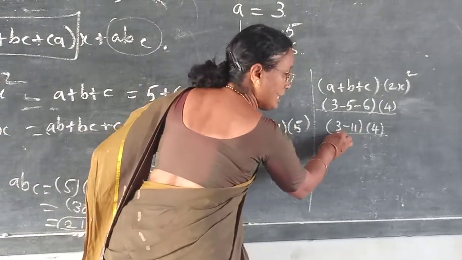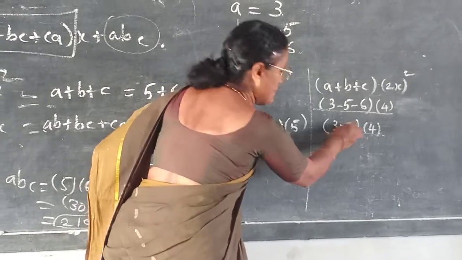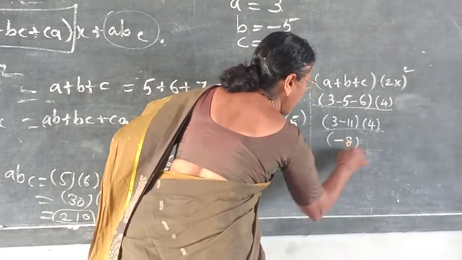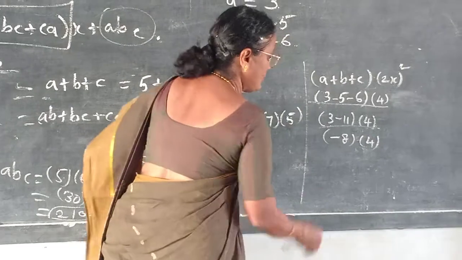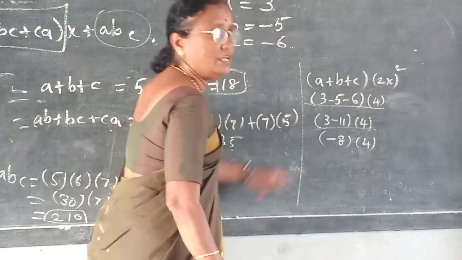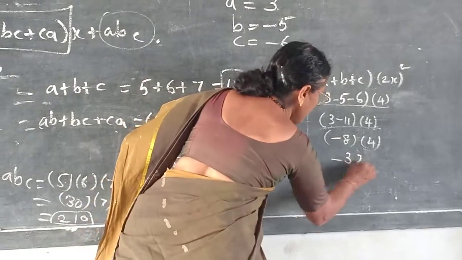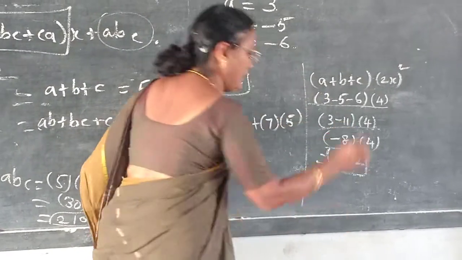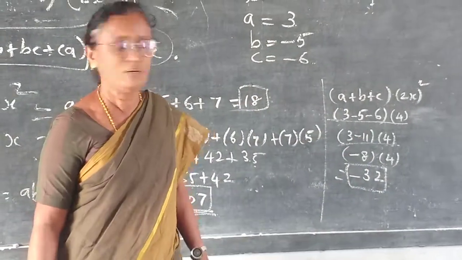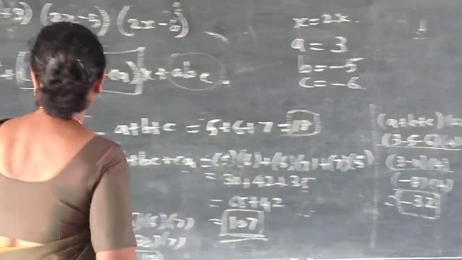Next one is what? Minus 8 into 4. Understand? 8 4s are? 32. Minus 32. Understand? Minus 32. Do you follow?